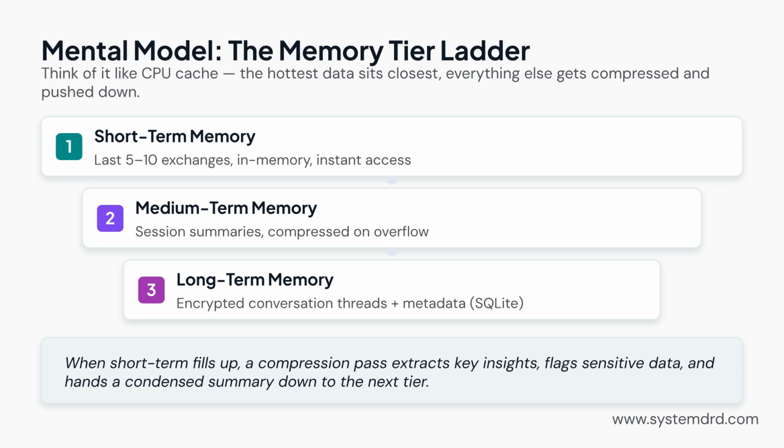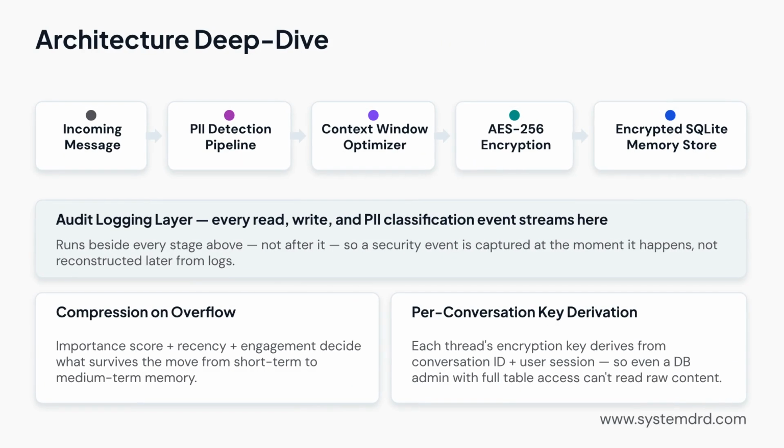The interesting engineering happens in the transition between tiers, not inside any single tier. When short-term memory overflows, a compression pass kicks in. It extracts the key insights worth keeping, flags anything that looks like sensitive information, and only then writes a condensed summary down to medium-term storage. That single compression step is doing double duty. It's both your cost control and your first line of privacy defense.